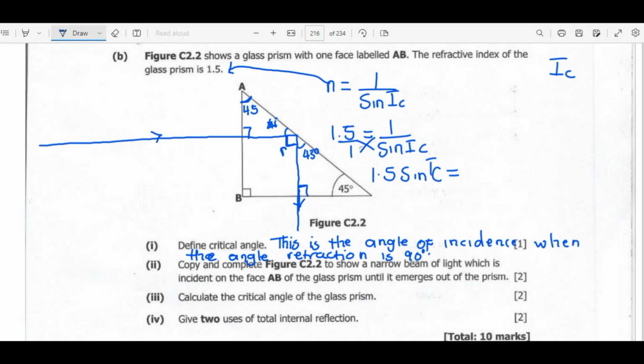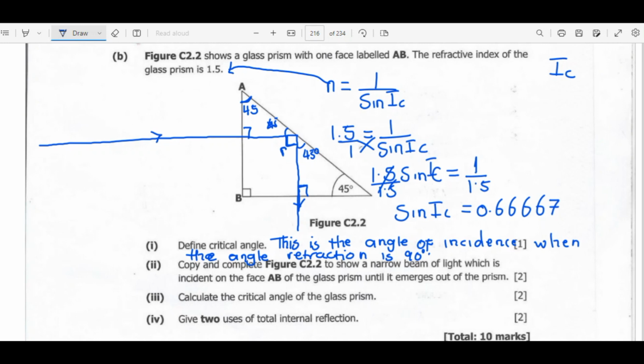Then 1 times 1 is 1, so we divide by 1.5 here, by 1.5. So sine IC is equal to 1 divided by 1.5. According to my calculator I'm getting 0.6666, so you can just say 7 here.